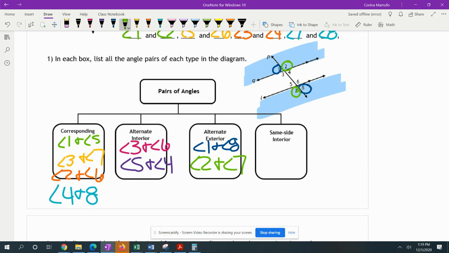Okay. Then we have same side interior. So back to looking at the inside. So same side, we're looking for the ones that are on the same side of the transversal. So 3 and 5 are on the same side, angle 3 and angle 5. And for this section, 4 and 6 are on the same side and inside the parallel lines. So angle 4 and angle 6. Okay.